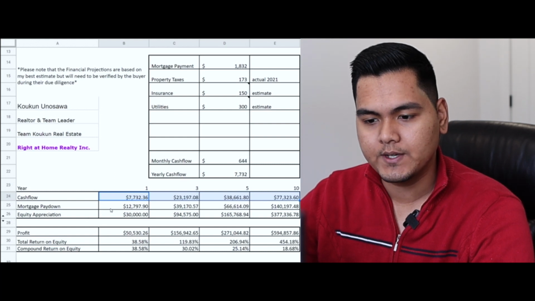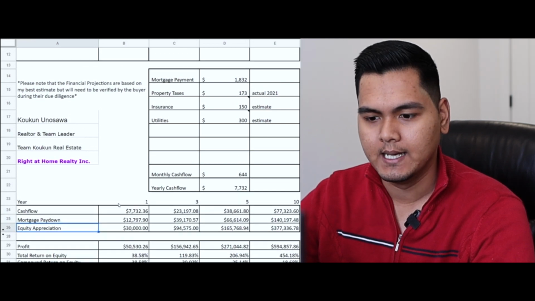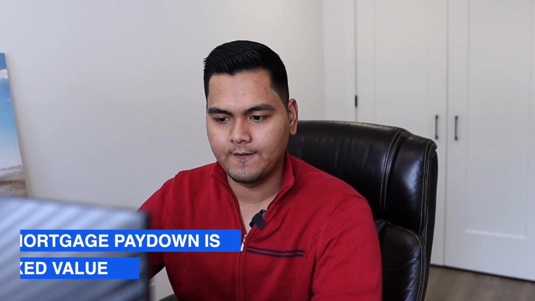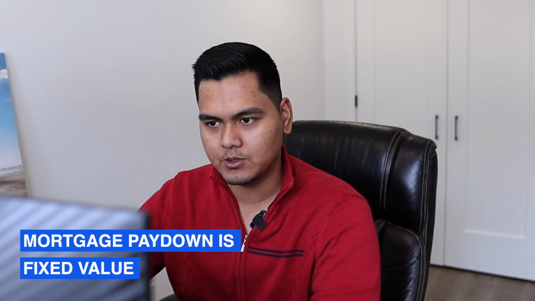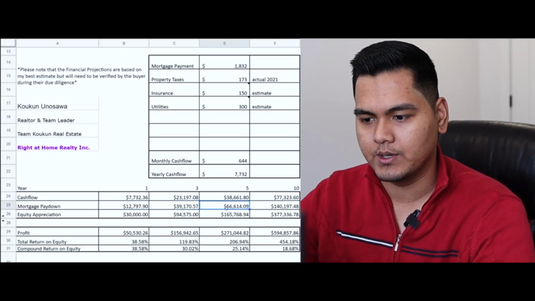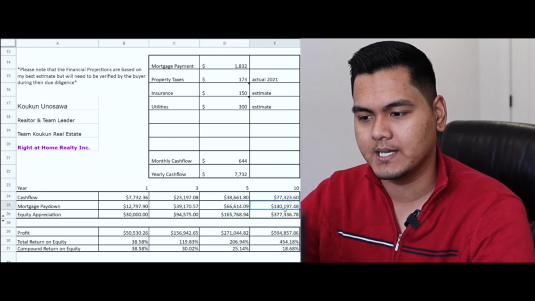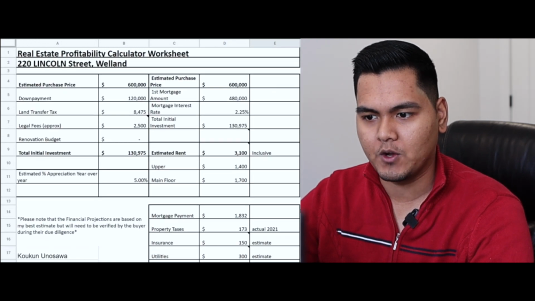But when it comes to the true profit, it is in these 2 portions here, the mortgage paydown and the equity appreciation. So the mortgage paydown is a fixed value, we know it ahead of time, this calculator automatically plops it in. So from year one, you're gonna have $12,000 of mortgage paydown, and that's just gonna increase over time. So you can see by year 5, 66,000 of mortgage paydown, and by year 10, 140,000 of mortgage paydown. You can see by year 10, your mortgage paydown is actually more than your initial investment.